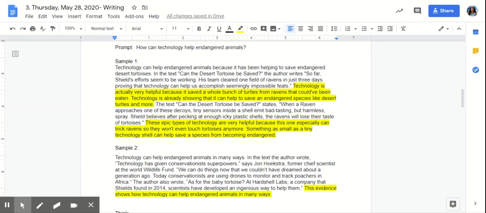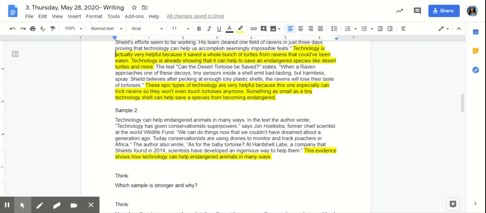What do you notice about what I've highlighted? That's right. I've highlighted our analyses. That's right. I've highlighted the analysis after each quote. That's going to be really important when we discuss the two samples.